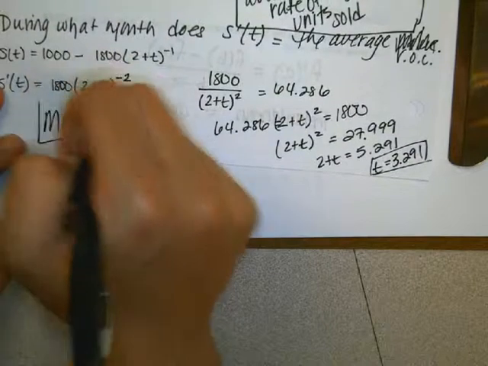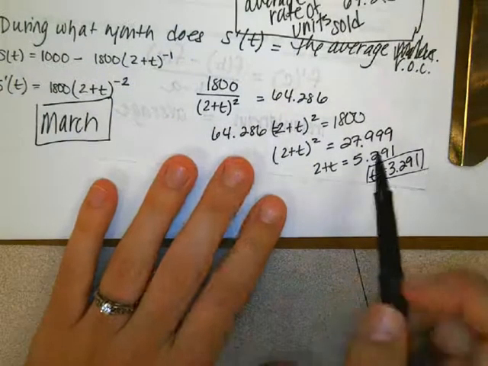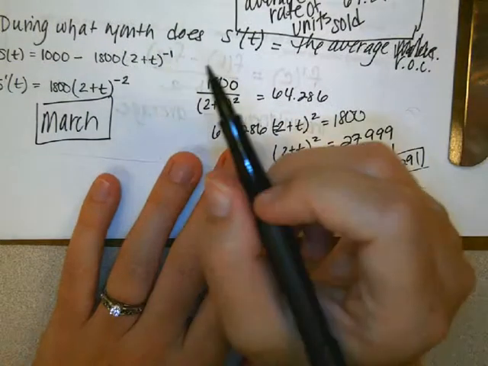Since t is in terms of months, and we're looking for what month the average equals the instantaneous.